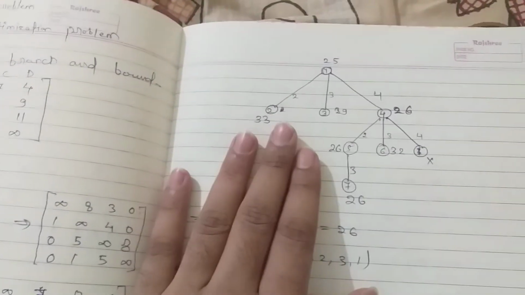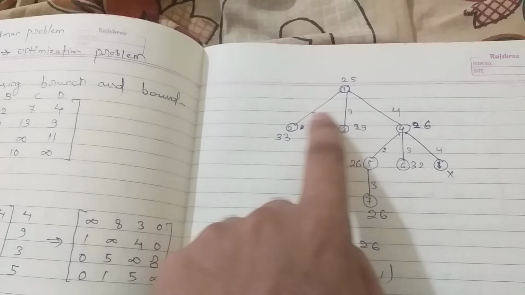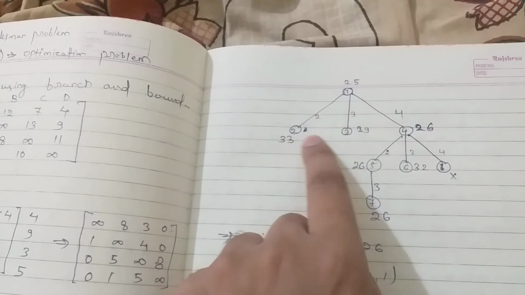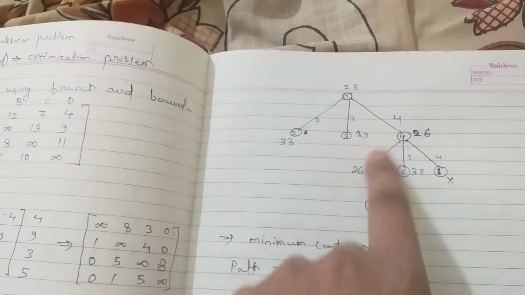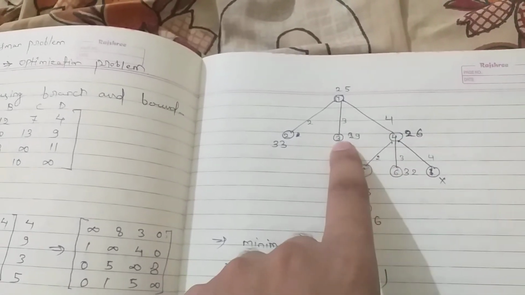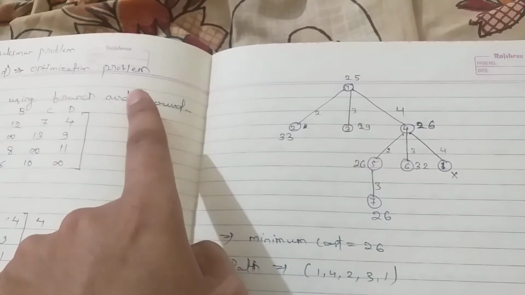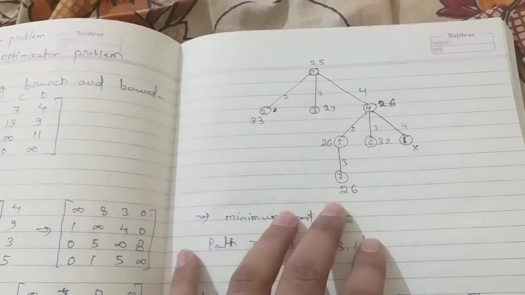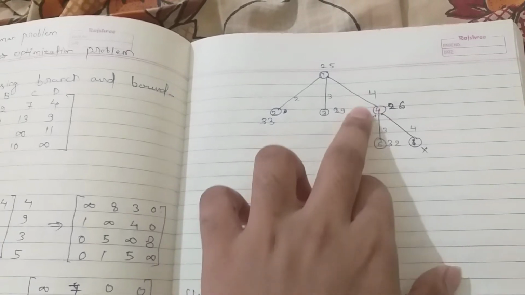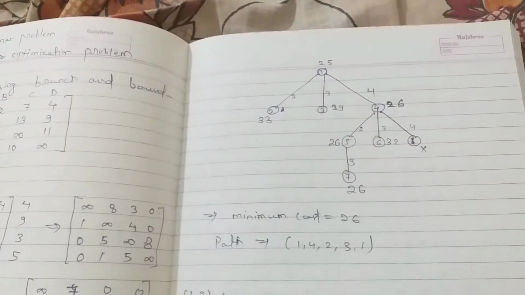After that we have to see which is minimum in these. 26 is minimum, so we will solve further for vertex number 4, because this is an optimization problem, that is a minimization problem, so we have to find the minimum cost. So we will solve further for vertex number 4.